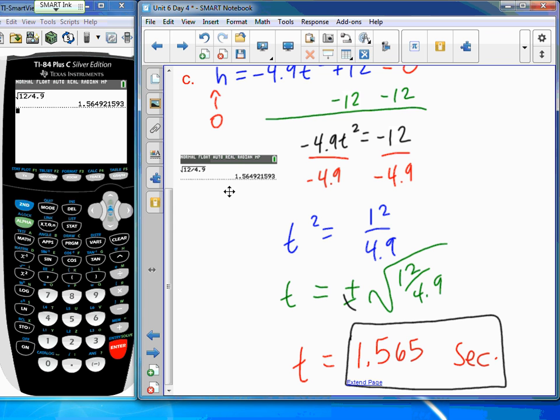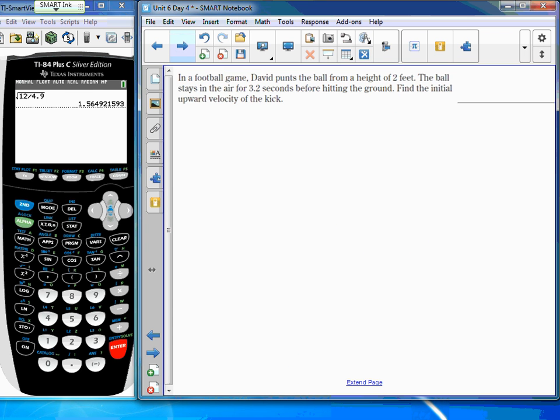All right, ladies and gentlemen, we're 1 to go. In a football game, David punts the ball from a height of 2 feet. The ball stays in the air for 3.2 seconds before hitting the ground. Find the initial upward velocity, that's my vertical velocity, of the kick.